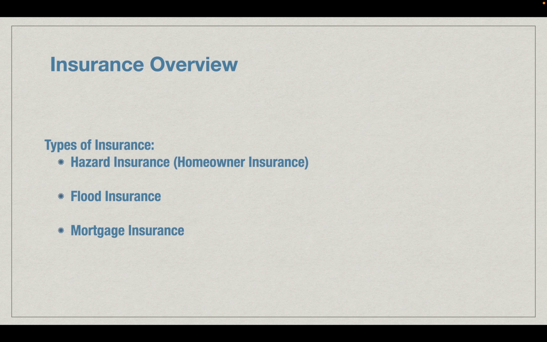Alright, let's talk about insurance. When you buy a home, there are a few types of insurance you need to know about: hazard insurance, also known as homeowner insurance, flood insurance, and mortgage insurance. Each one serves a different purpose, but they all help protect you and your lender from financial losses.